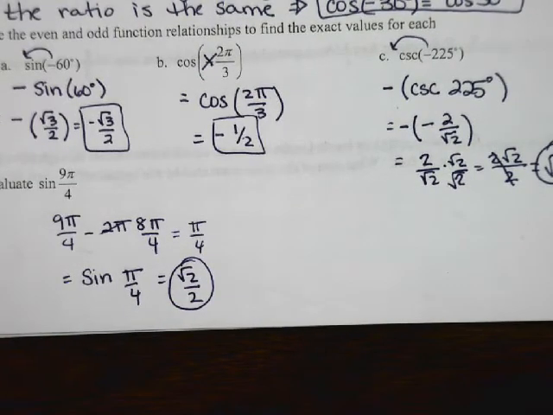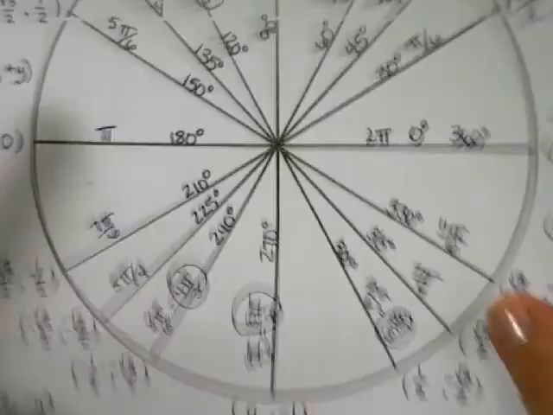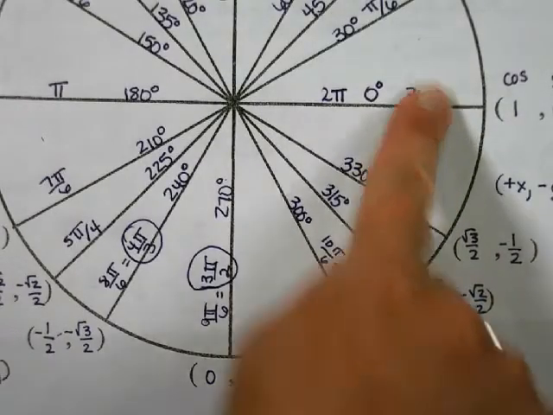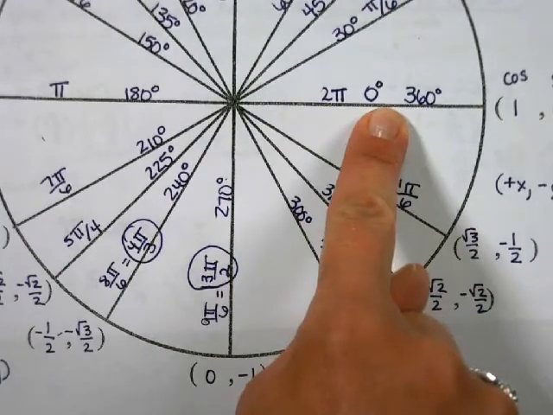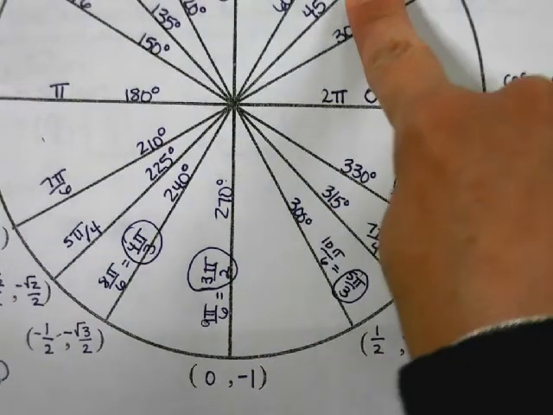So he's gone more than one way around the circle is what that guy's done. Okay, questions? Yeah, so he's gone like this. He started here, there's 2 pi, and then he went another pi over 4. Thanks, dude.